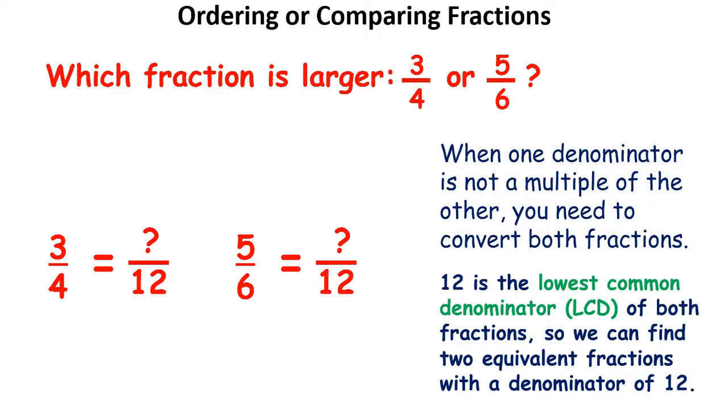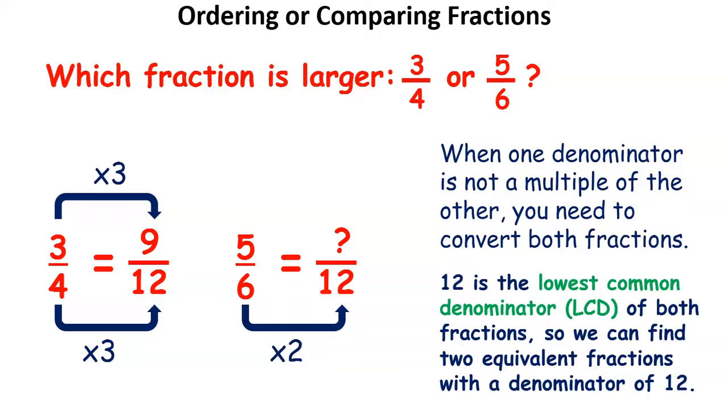So I now ask myself, what do I multiply 4 by so that it becomes 12? Well, 4 times 3 is 12. 3 times 3 is 9. So 3/4 is equivalent to 9/12.